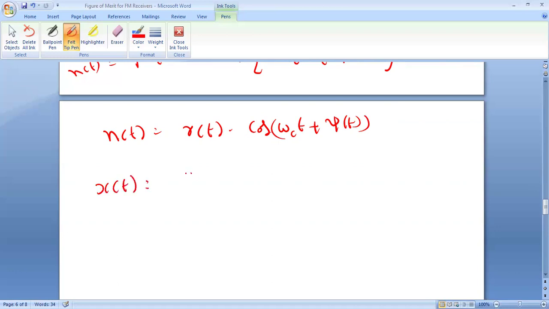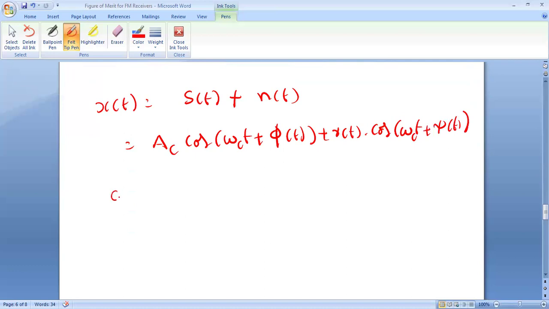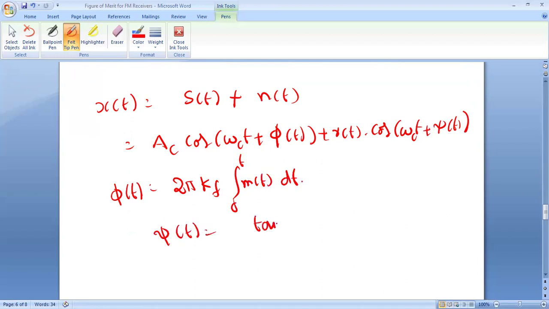Now, x(t) is the output of the IF section, which is represented as s(t) plus n(t). Which can be represented as Ac cos of omega ct plus phi(t), plus r(t) into cos of omega ct plus psi(t). One is the signal component, one is the noise component. Then what is phi(t)? Phi(t) is nothing but the message dependent term, 2 pi kf integral 0 to t m(t) dt. And what is psi(t)? Psi(t) equals tan inverse of ns(t) by nc(t), opposite side by adjacent side.